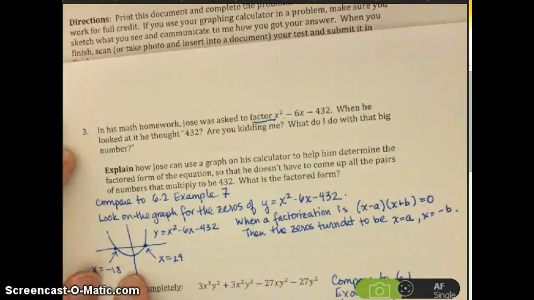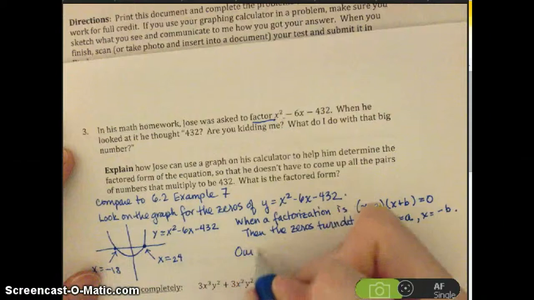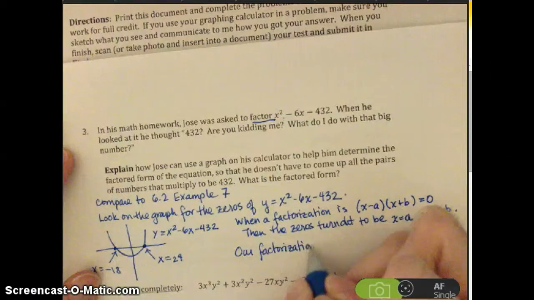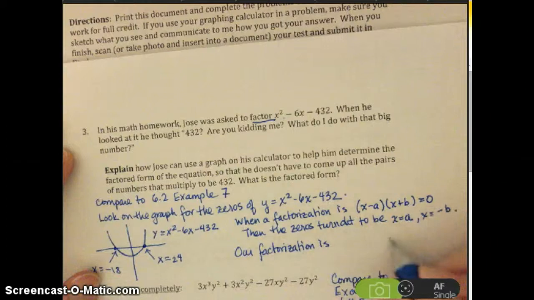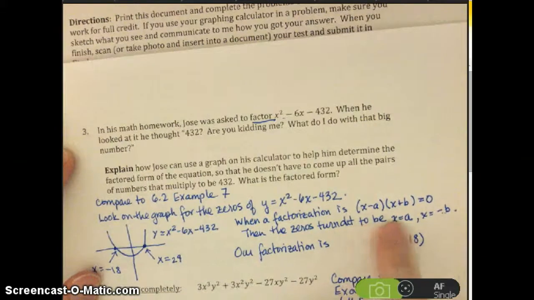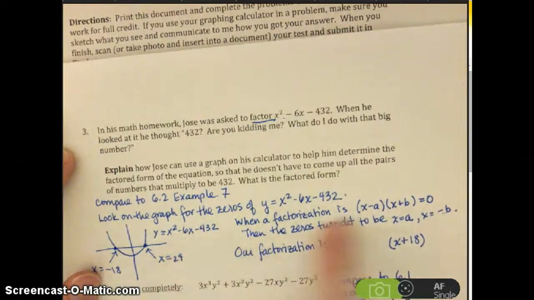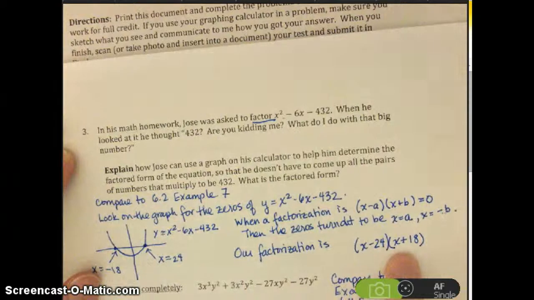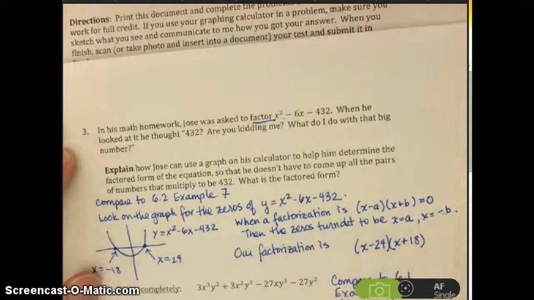Here I've got zeros of negative 18. So negative 18 is going to correspond to the factor x plus 18, and positive 24 matches up to x minus 24. Okay, and we can check real quick by foiling.